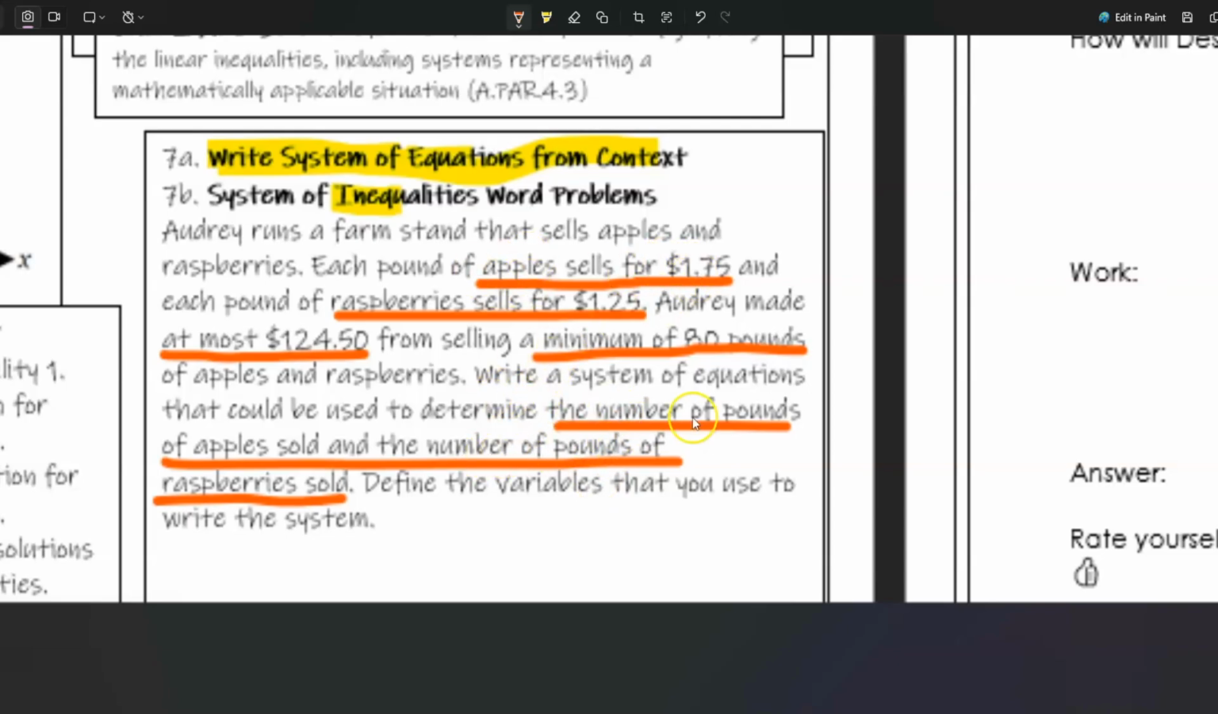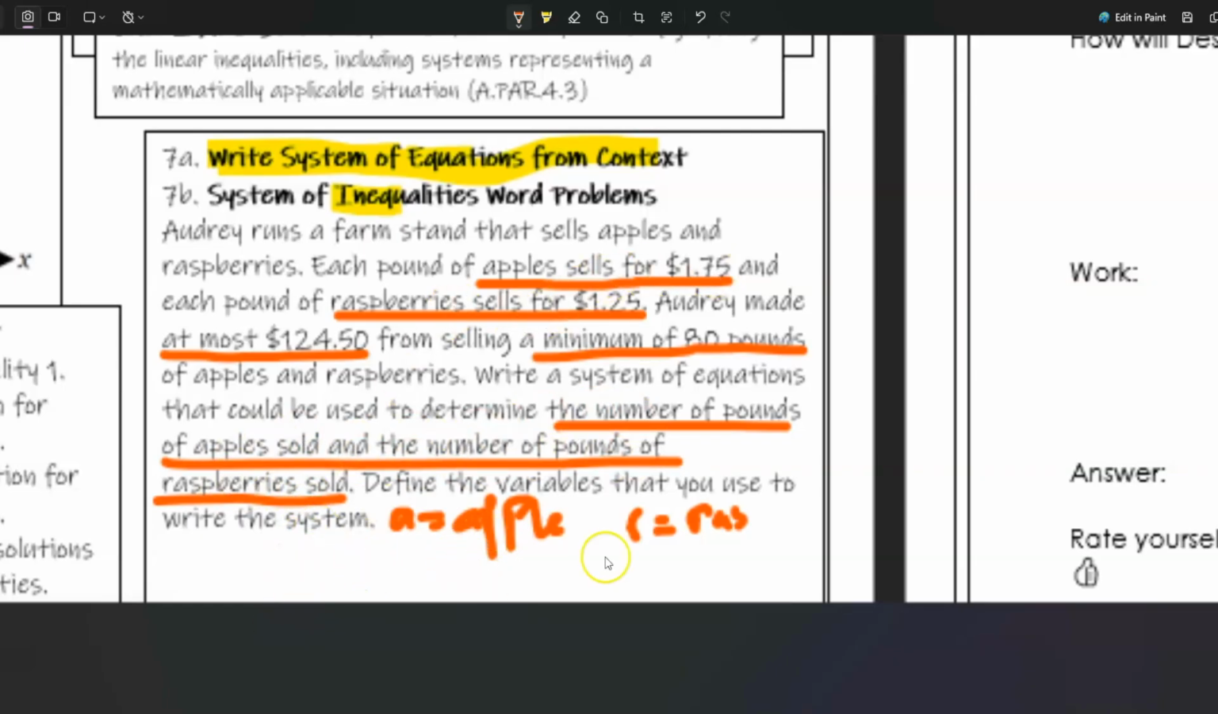We need to define our variables. Are we good with saying, because it doesn't say, A for apple? So A equals apple. And again, please excuse my really bad handwriting. And what else is here? R for raspberries. All right, and remember, it's the number of pounds. So when you're choosing what you're defining, you're using the number of pounds of apples sold and the number of pounds of raspberries sold.